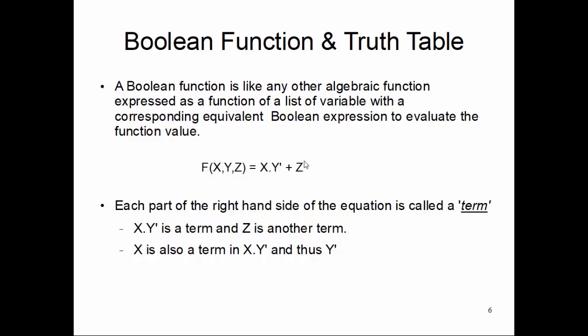Now, in terms of precedence, and has a higher precedence than or, and not has higher precedence than anything. If there is a not, you perform it first and then the and, then the or. Now each part of the right hand side of the equation is called a term. In this case x and y bar is a term and z is another term. In fact, inside the term x and y bar, x is a term and y bar is another term. So a term is an individual component in the Boolean expression.